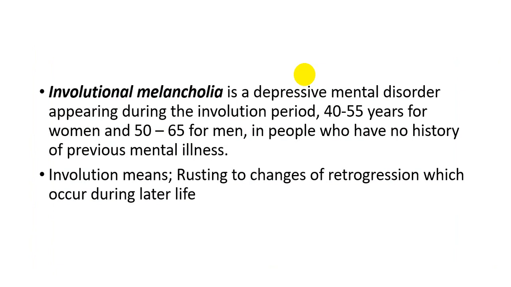The third is involutional melancholia, which is a depressive mental disorder appearing during the involutional period, 40 to 55 years for women and 50 to 60 for men, in people who have no history of previous mental illness. If the person has previous mental illness, especially obsessive compulsive disorder or depression, during later life it can't be diagnosed as involutional melancholia. So this person has no history of mental illness previously.